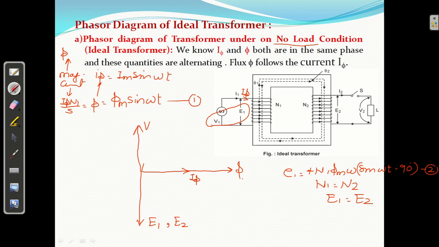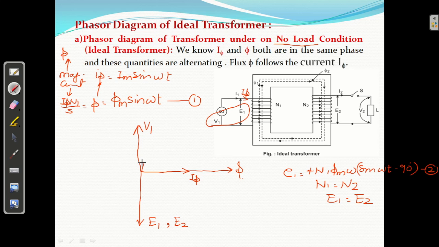V1 will be here, right? So V1, clear? So E1 kya hoga? E1 will be equal to V1 magnitude wise, but both are out of phase by angle of 180 degree. This is the question examiner may ask in MCQs.